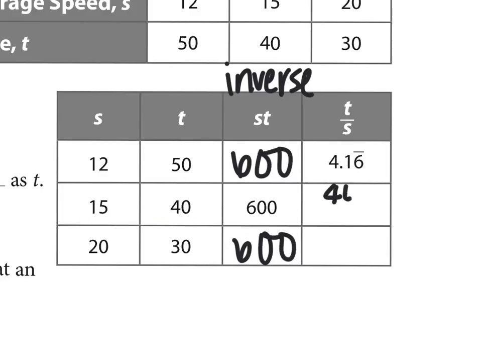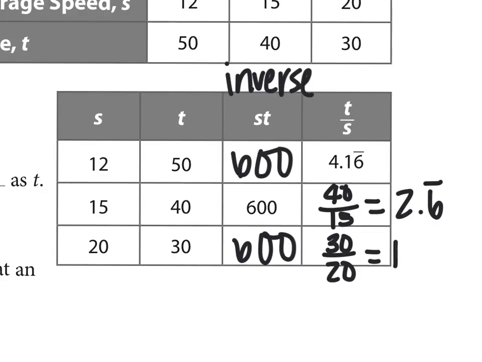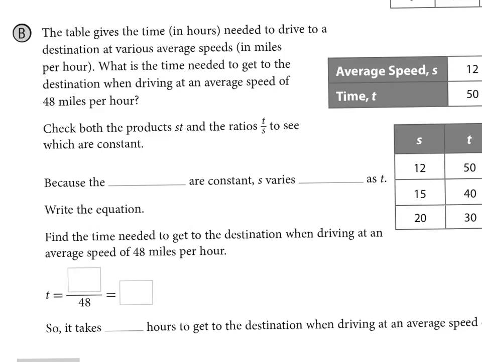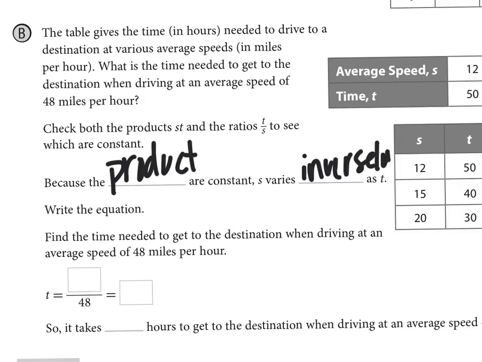So I need to divide 40 by 15, which is going to give me 2.6 repeating. And then I need to divide 30 by 20, which is going to give me 1.5. So notice that these three answers that we got here were all different, so that tells us that it is not direct variation. So looking at our blanks, because the product is constant, then S varies inversely as T.